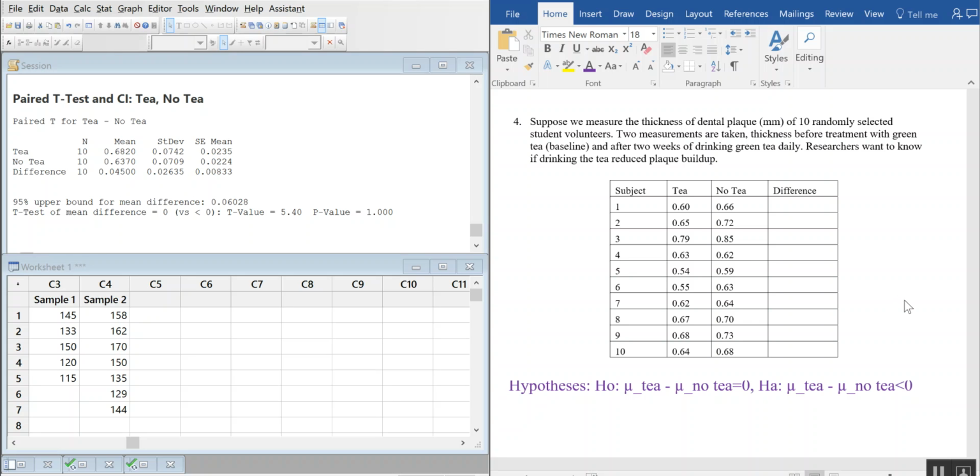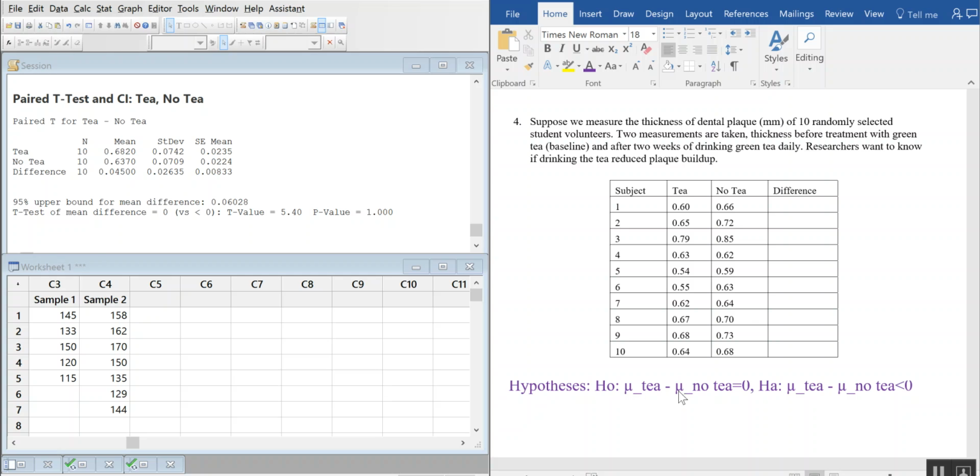Anyway, what we want to know is if drinking tea reduces plaque buildup. I've got this set up a little bit already. I've got my null hypothesis and my alternative down here. The tea grouping would be your plaque measurements after 2 weeks of drinking tea, and no tea would be the plaque measurements for you not drinking tea. And I think that drinking tea is probably going to reduce your plaque buildup.